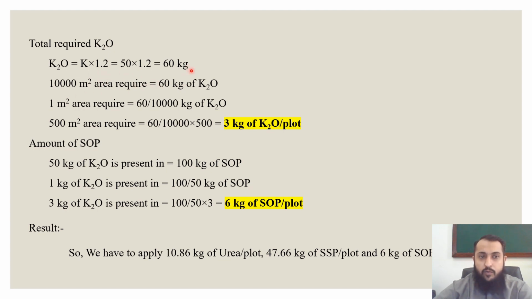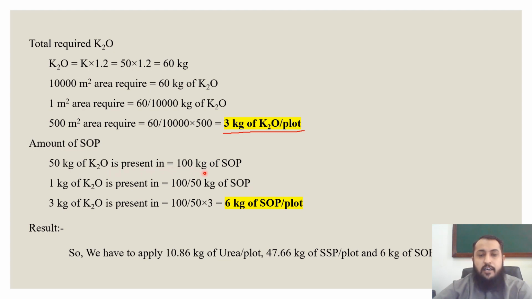So 60 kg K2O is required on a per hectare basis. 10,000 square meter area requires 60 kg of K2O. 1 square meter area require 60 divided by 10,000 kg of K2O, and 500 square meter area requires 60 divided by 10,000 multiplied by 500. 3 kg of K2O should be required for our plot area.